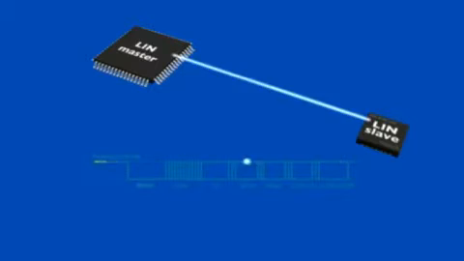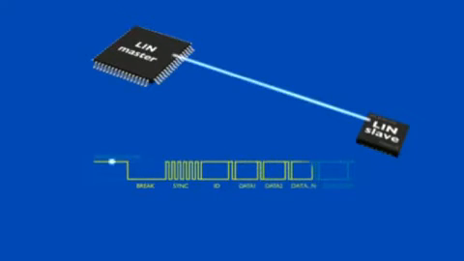These data frames always contain a break field that indicates a new incoming frame, a sync field that allows the slave to synchronize on the master clock, the message ID field from which the slave knows how to interpret the forthcoming data, a data field containing the communicated data bytes, and a checksum ensuring correct reception of the data frame.